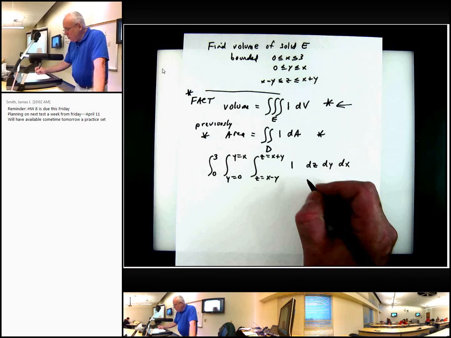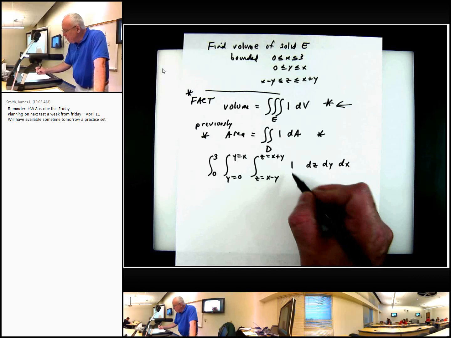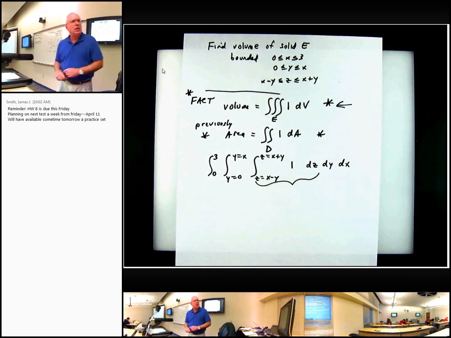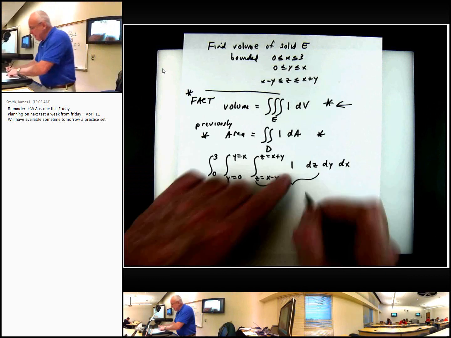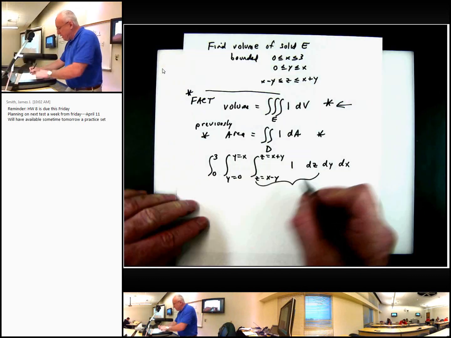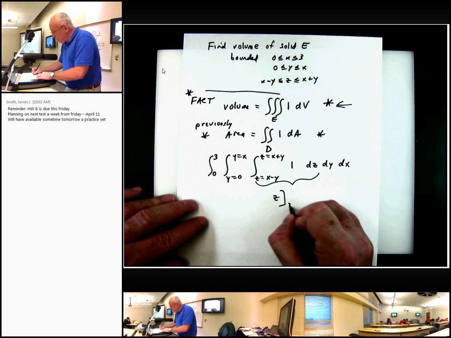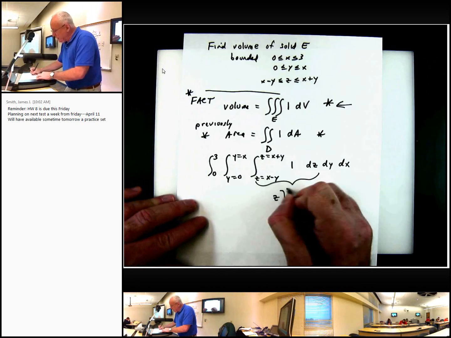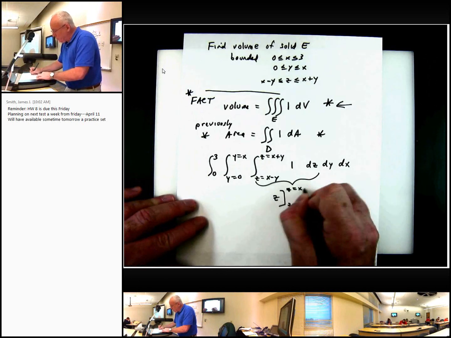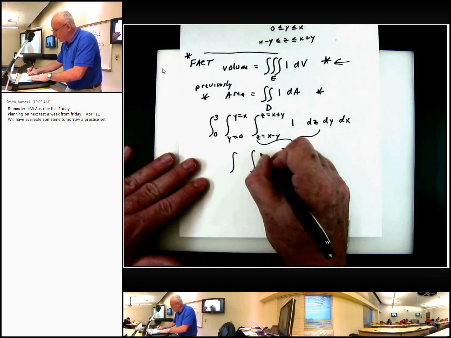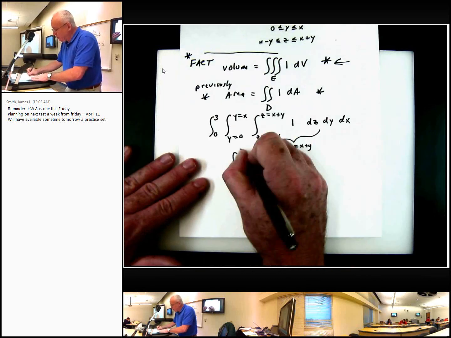All right, so let's see here. Let's start with the inside one. The antiderivative of 1 with respect to z is going to be z, and we're integrating that from z equals x minus y to z equals x plus y. And then let's put our outer bounds here. y goes from 0 to x, x goes from 0 to 3.